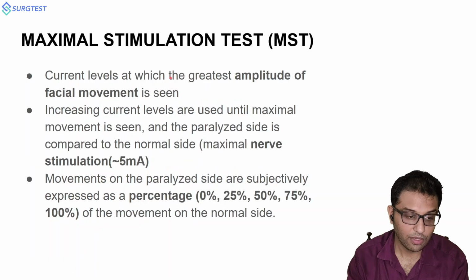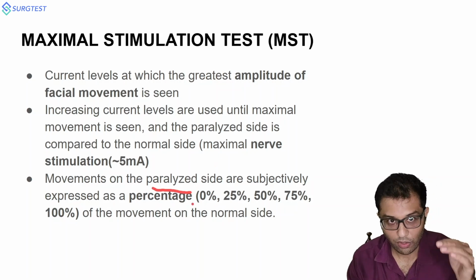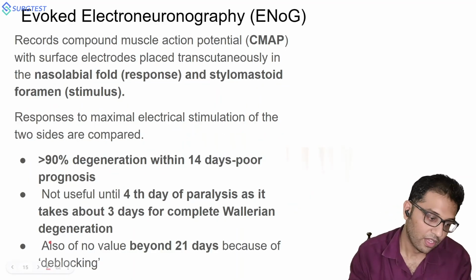The other is the maximum nerve stimulation test. In this, we are doing the opposite. We give a maximum nerve stimulation of 5 milliampere, and we see the response of the muscle on both sides. Movements of the paralyzed side will obviously be decreased, and we grade it as a percentage of the normal side, whether it is 0, 25, 50, 75, or 100% of the movement of the normal side. Generally, if the difference is more than 25%, that is, if the movement is decreased by 25%, then it is considered significant for the maximum stimulation test.